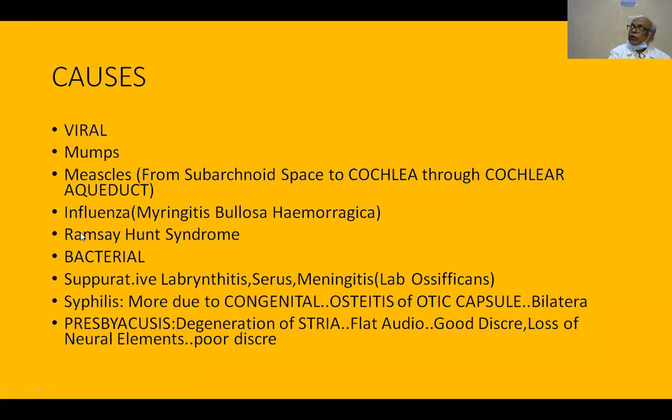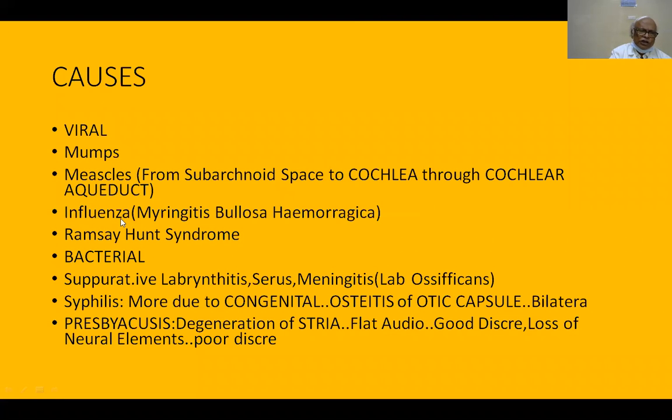Next is measles. In measles, there will be infection spreading from the subarachnoid space to the cochlea through the cochlear aqueduct. The cochlear aqueduct traverses from the membranous labyrinth and ends in the subarachnoid space near the jugular foramen. Now, if the infection is in the blood, it reaches the cochlear aqueduct, and through that it enters the subarachnoid space, enters the cochlea, and produces damage to the cochlea and nerve deafness.